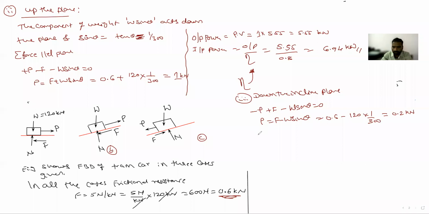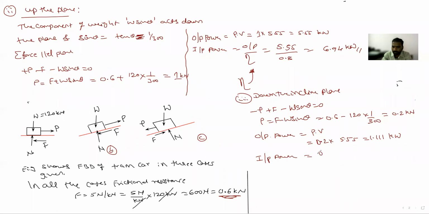Then output power. Output power is equal to P into V. P is almost 0.2, into V, the velocity, 5.55. So 1.11 kilowatt you are getting. Sir, minus is coming. Minus 1. Why minus? Why are you getting minus?